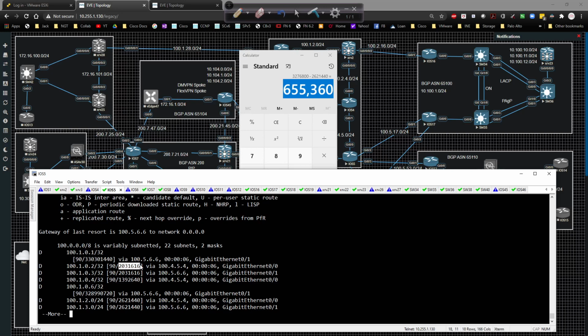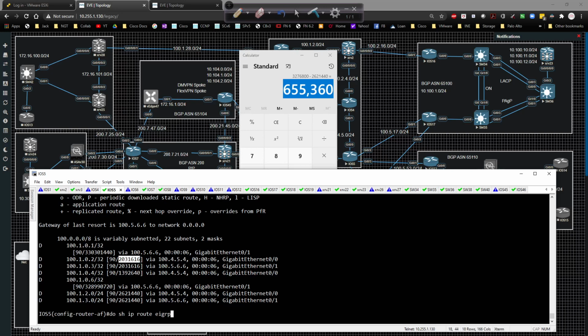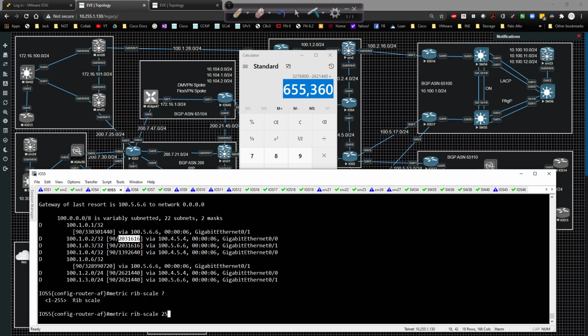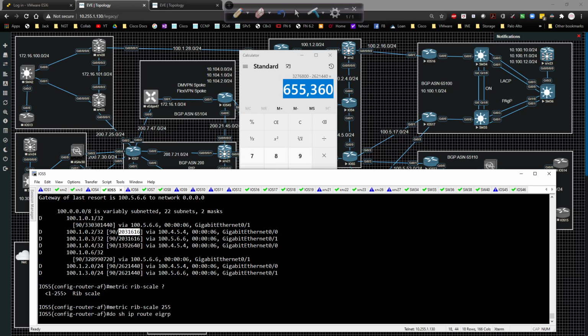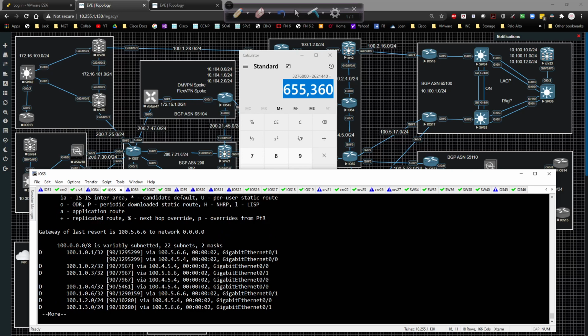So by lowering the number, you drive up the cost. If I was to come in here and change this to 255 and run show IP route EIGRP, you would see those values come down from 90 to 7967. So when you adjust the rib scale, you're basically changing how it's divided.